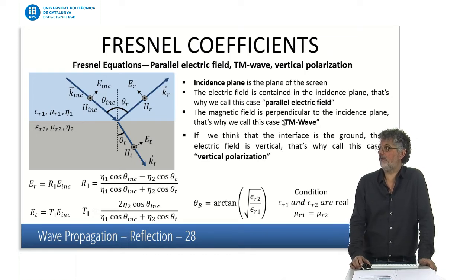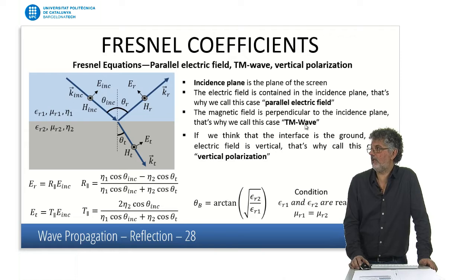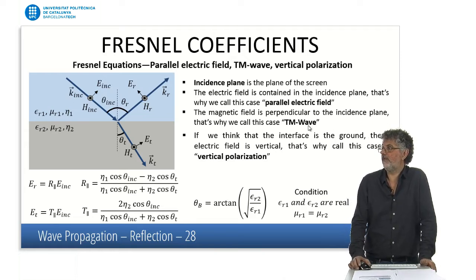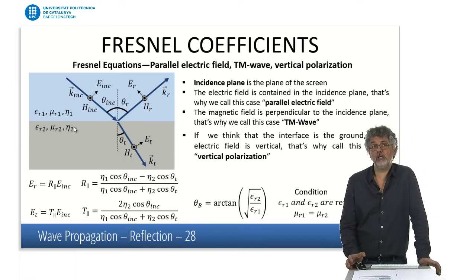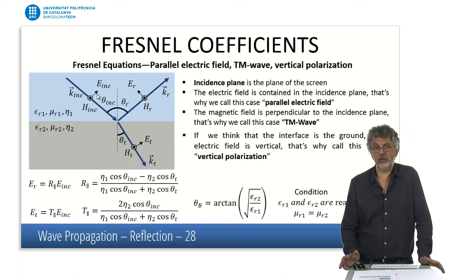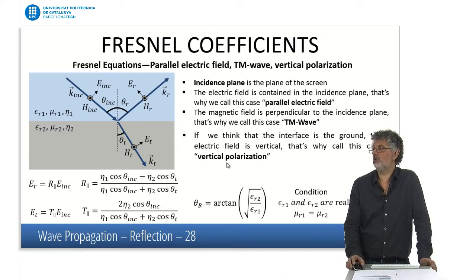Also, the magnetic field is perpendicular to the incident plane. So this is what we call TM wave. It's a TM wave, that is, the magnetic field, which is this one, is perpendicular to the incident plane. And if you think of a situation where we are trying to represent an antenna, and this is the ground, well, that electric field is essentially vertical. So we also call this situation vertical polarization.